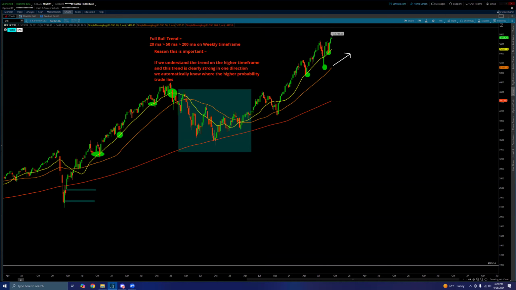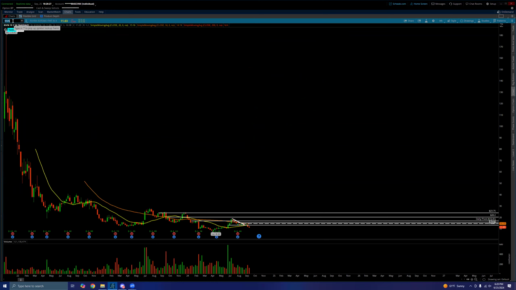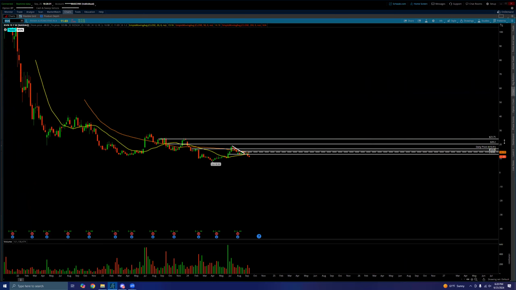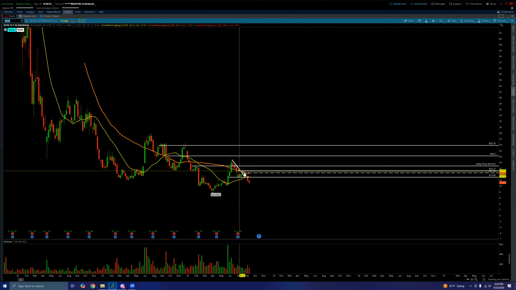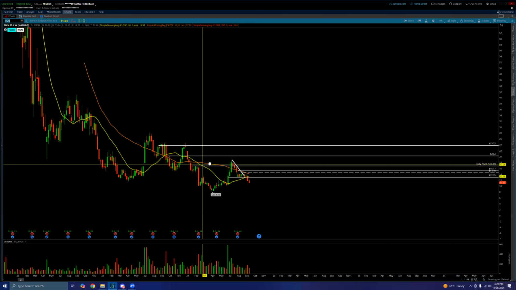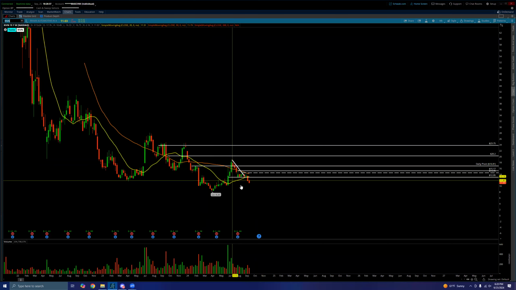Perfect. Okay, so as a trader, this is the first thing that you should be mindful of, no matter what type of trade you're taking. You should understand the long-term trend of whatever asset you're looking at. And we can repeat this for a lot of things. Something like Rivian doesn't have a 200 moving average yet, but you'll see over the past multiple months, that 20 has been below the 50. And as a result, dip buys have been pretty difficult.